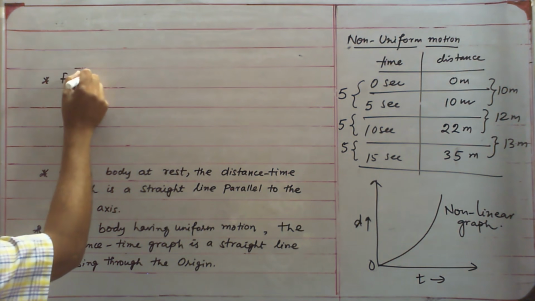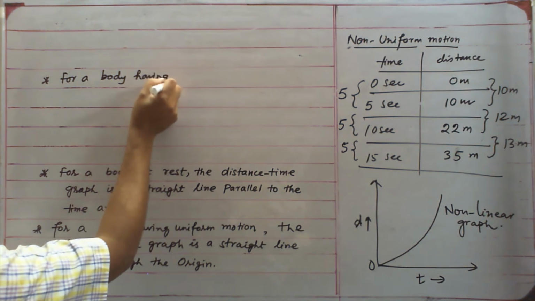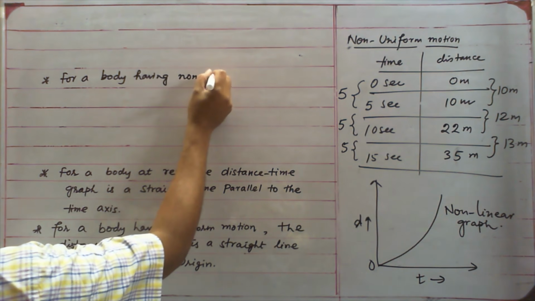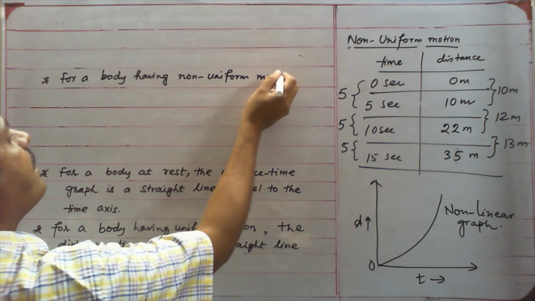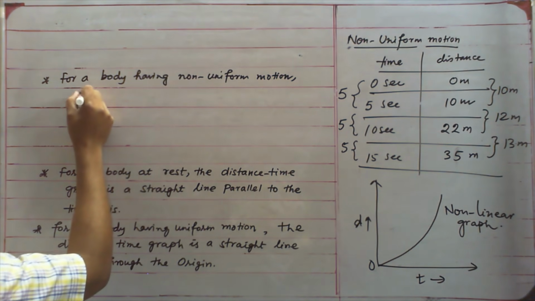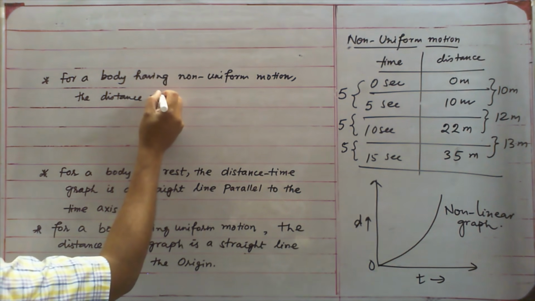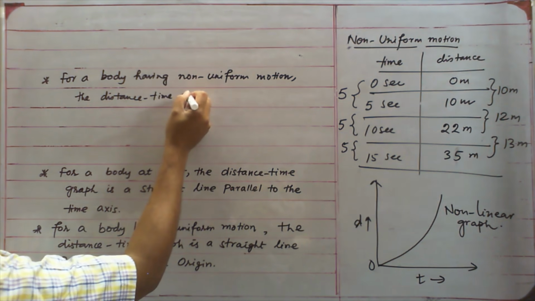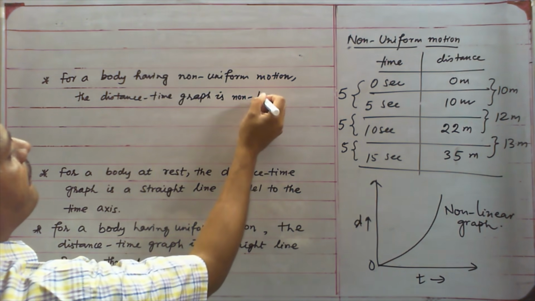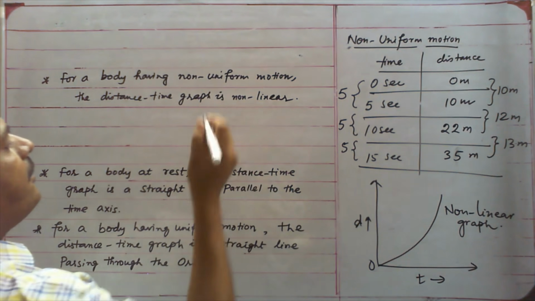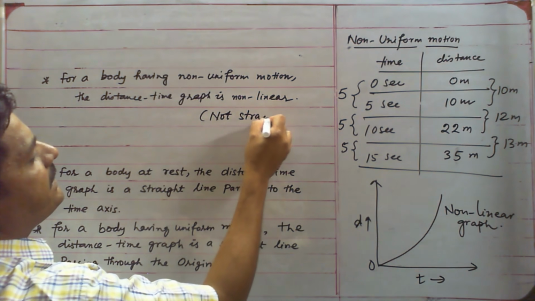For a body having non-uniform motion, the distance time graph is non-linear. Non-linear means not straight.